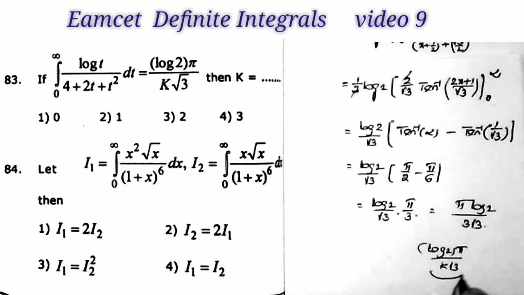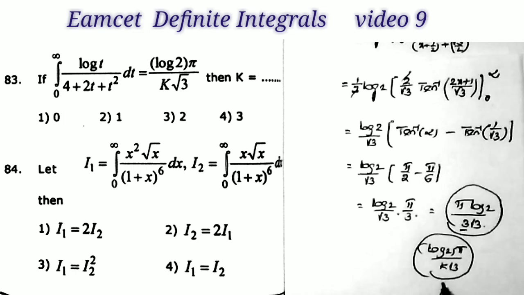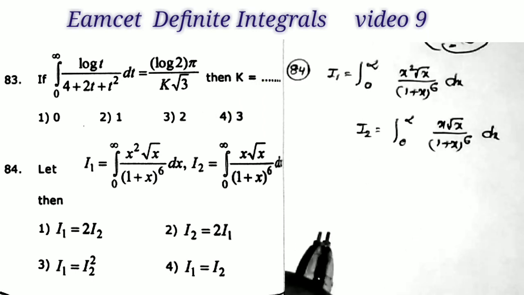Now comparing these two values, this is the given answer, this is the obtained answer. Now comparing these two, we get k is equal to 3. That's all. Therefore the value of k is equal to 3, and that is the fourth option. Now the next question, sum number 84.